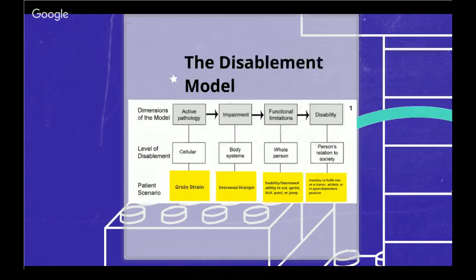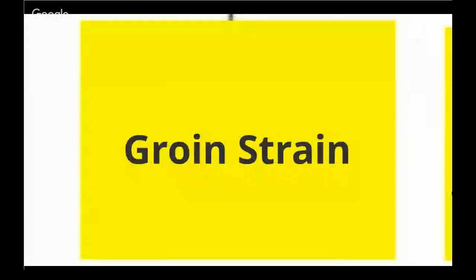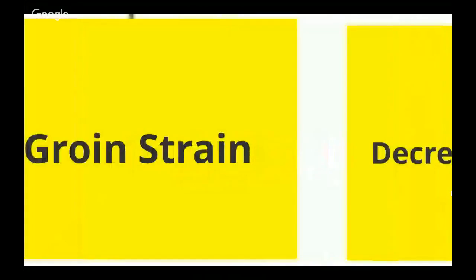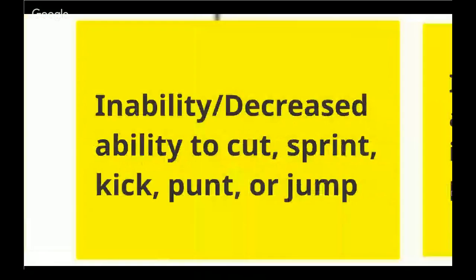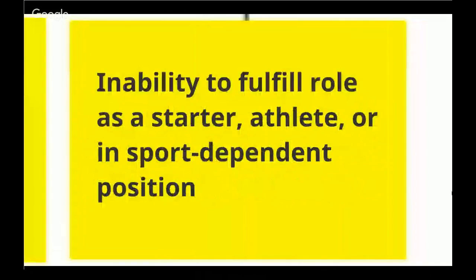So to aid in some understanding, here's an example. First we have our active pathology at the cellular level, which is a groin strain. We then move on to impairment, and you have that decreased strength because of the strain. We move on to how it affects you functionally, inability or decreased ability to cut, sprint, kick, punt, or jump, depending on your sport. And finally, how it causes disability, or societal and environmental. So it's the inability to fulfill the role as a starter, an athlete, or in a sport-dependent position.